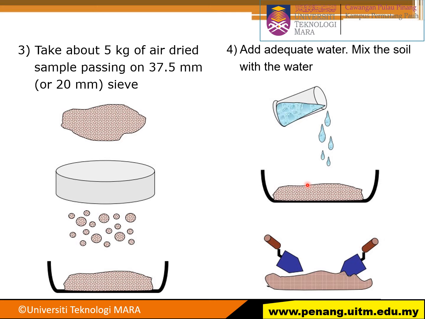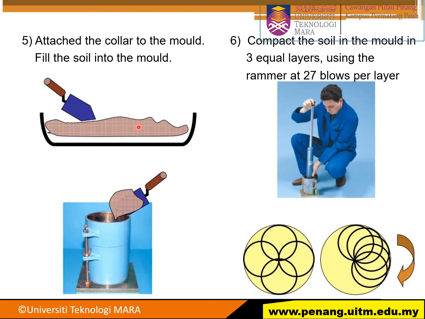So for the first test, maybe you take about 5% of water, and then for the second test maybe about 10%, and for the third, fourth and fifth tests 15, 20 and 25% of water. Then you mix the soil with the water. Next step, you attach the collar to the mold and fill the soil into the mold.